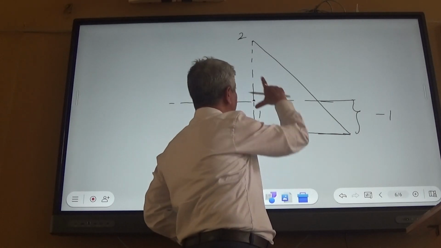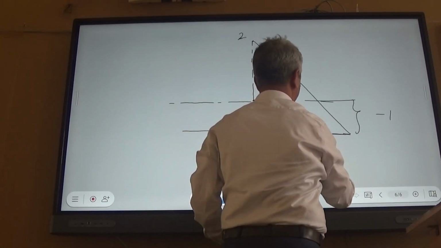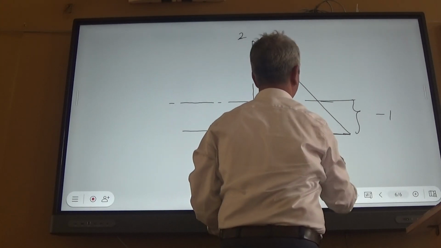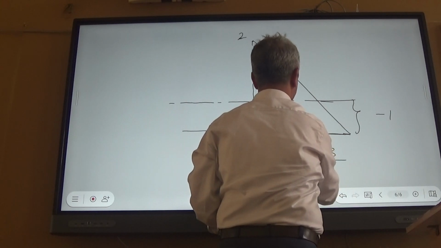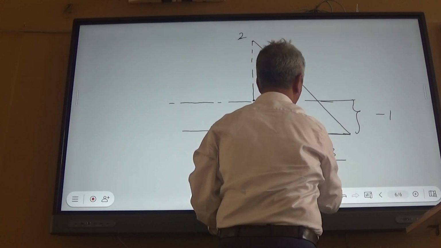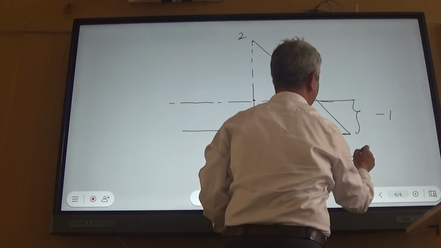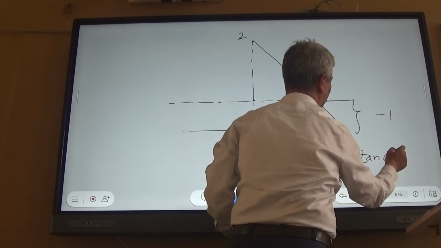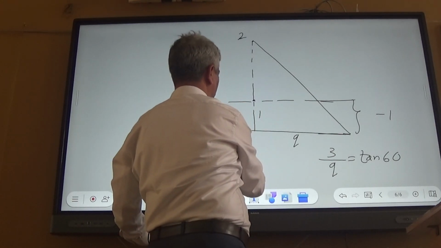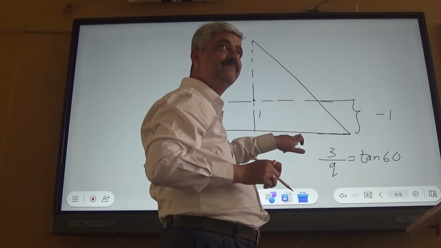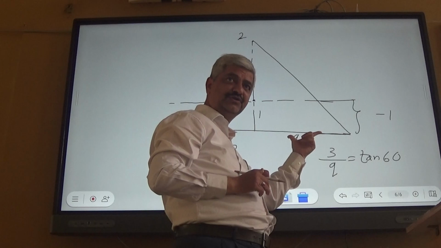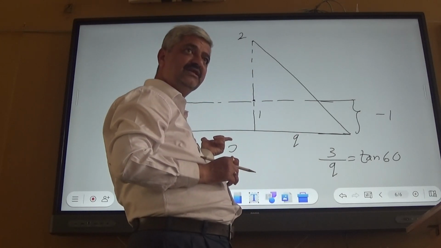This is 3 upon this. याला काय म्हणूया आपण? Q म्हणूया. 3 upon Q is equal to tan 60. बरोबर आहे ना? tan 60. So Q equal to किती आले? Is it √3? So this is 2√3. √3 on this, बरोबर आहे ना? √3 on this side, √3 on this side. Okay.